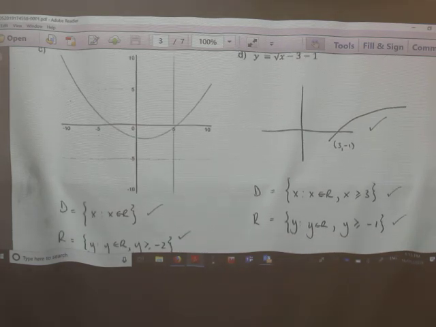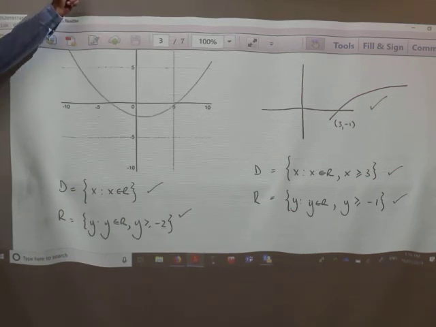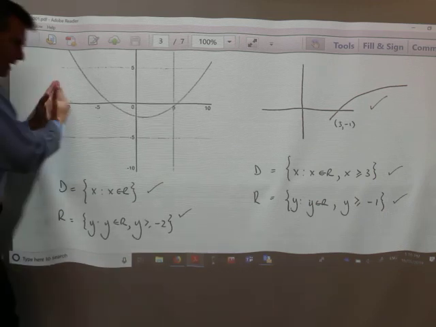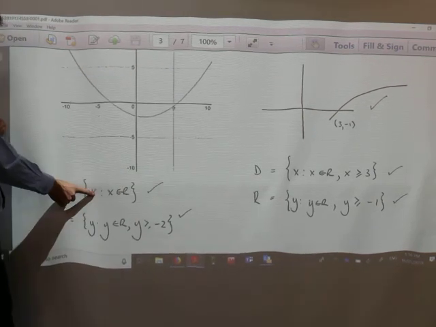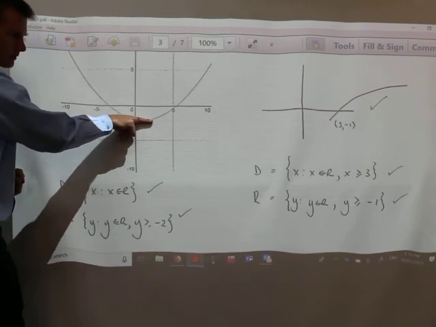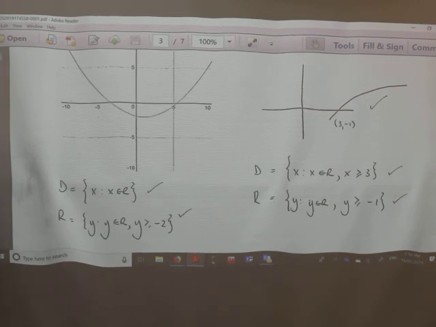The next two, very similar. Let's just do the one on the left. This is very similar to the one above, just that it's a parabola now rather than a y squared equals x. So for the x components, the domain, any value is possible. And for the range, it's from here, which is at -2 and up. So y is greater than or equal to -2. So that makes sense, very similar to the previous one.